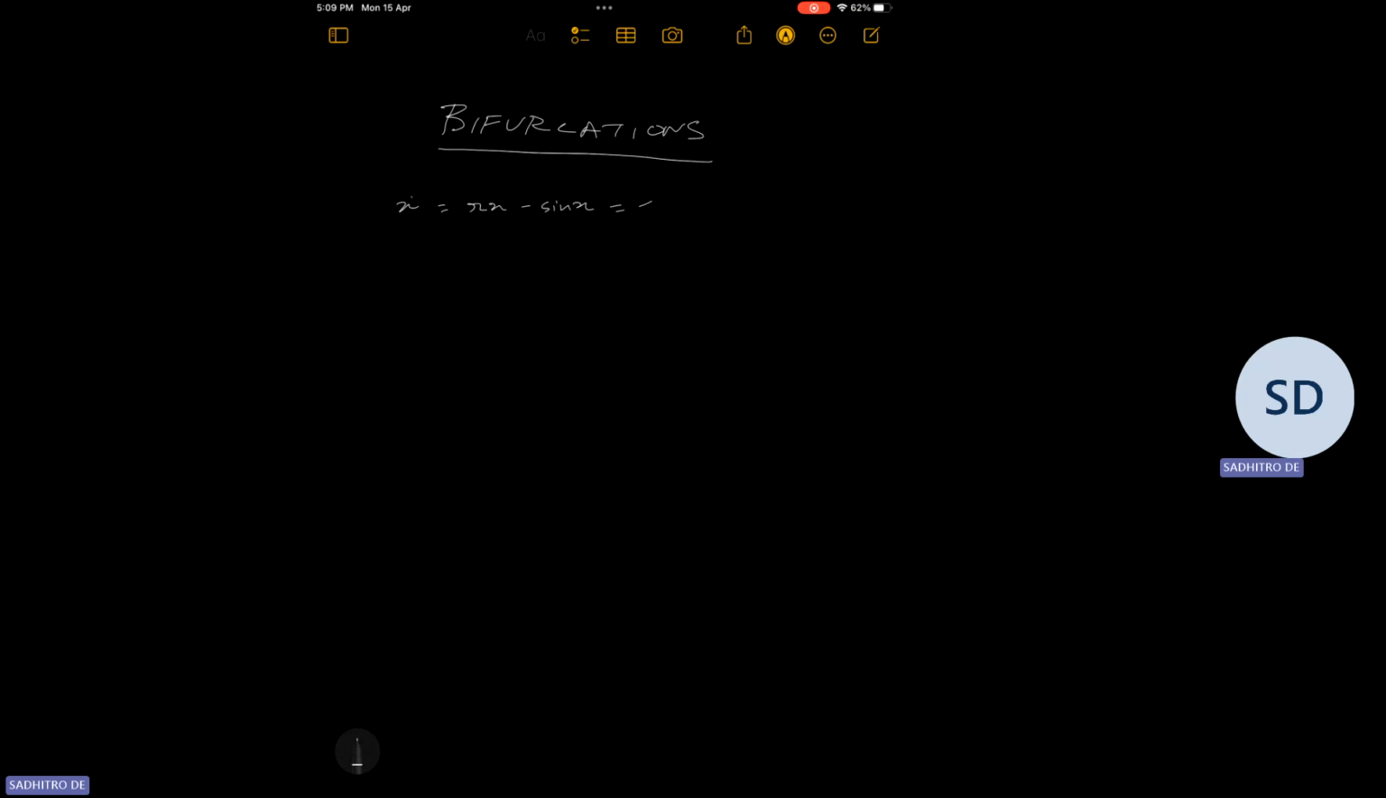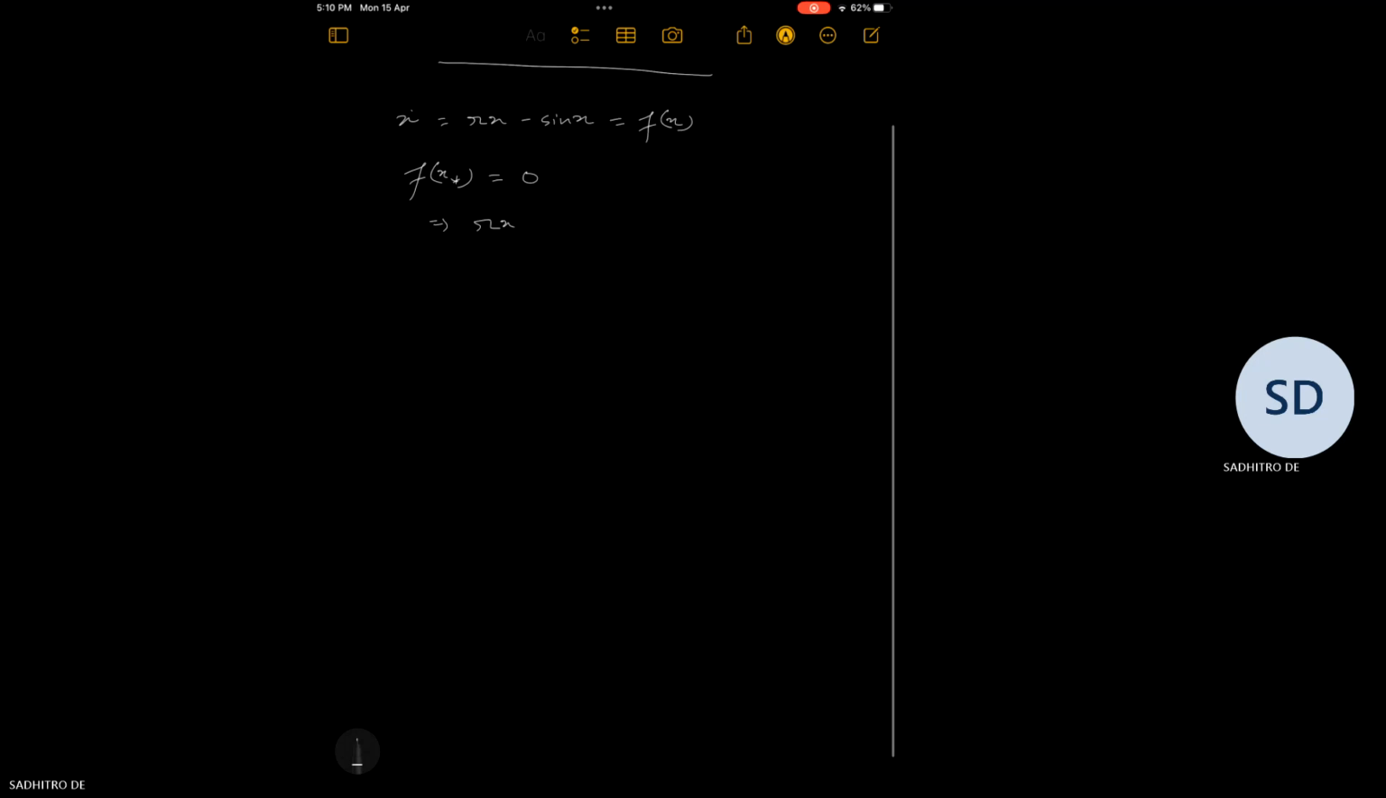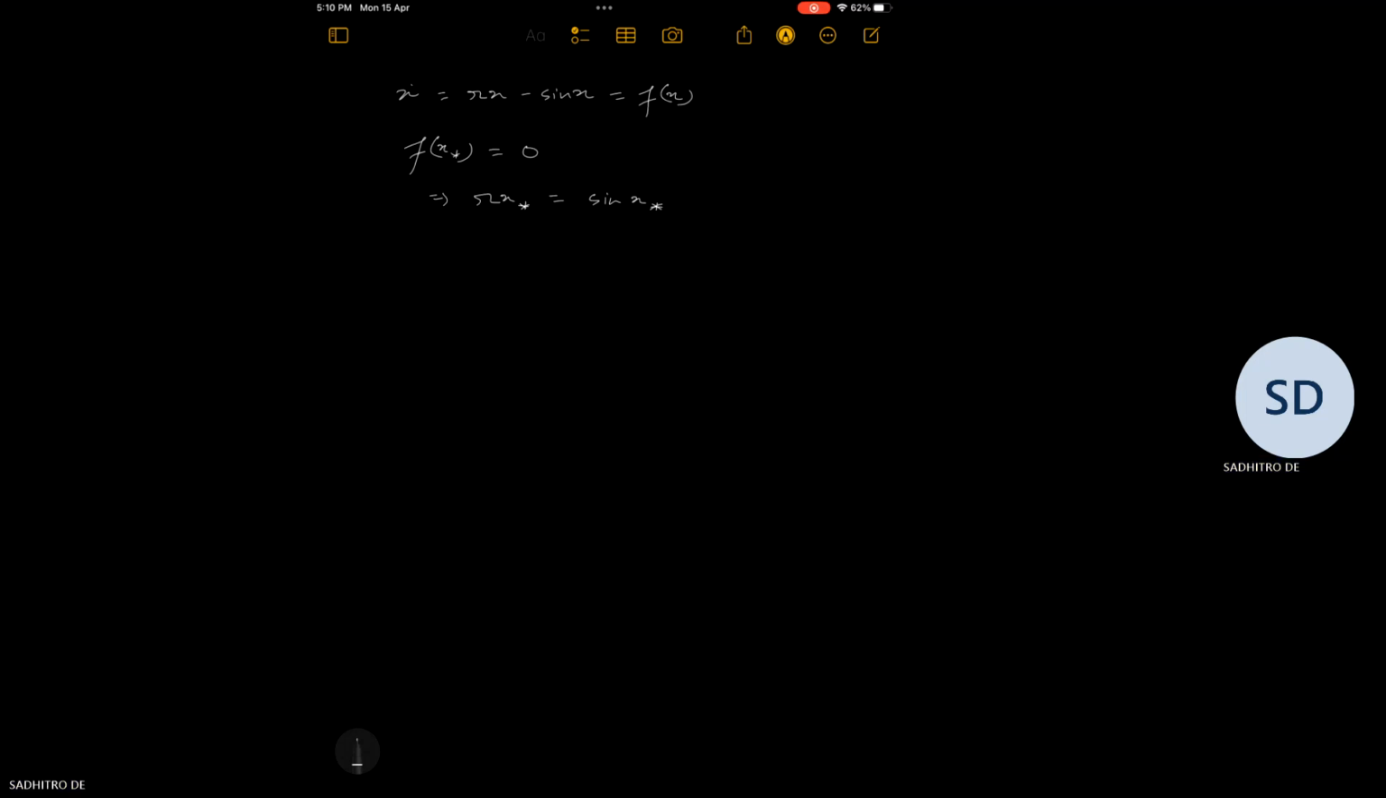Now, what are the fixed points of this equation? The fixed points are given by f of x star equal to 0. In other words, r x star equals sin x star. So this is a transcendental equation, and solving this transcendental equation, we'll be able to find the fixed points. Now let us see how the fixed points change and what kinds of bifurcation take place as we vary this parameter called r.